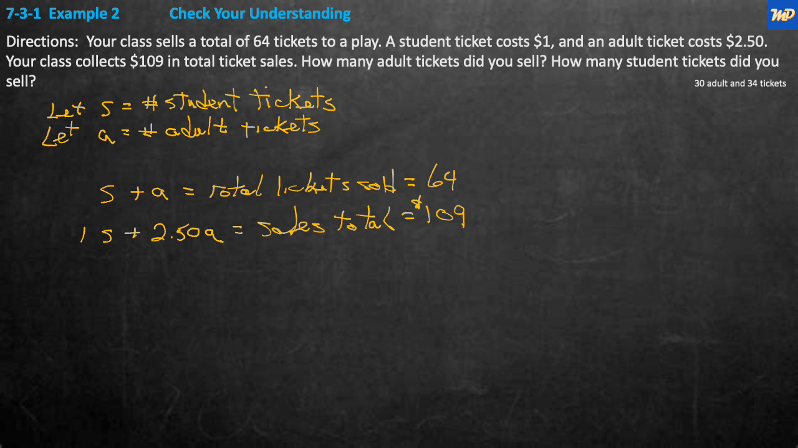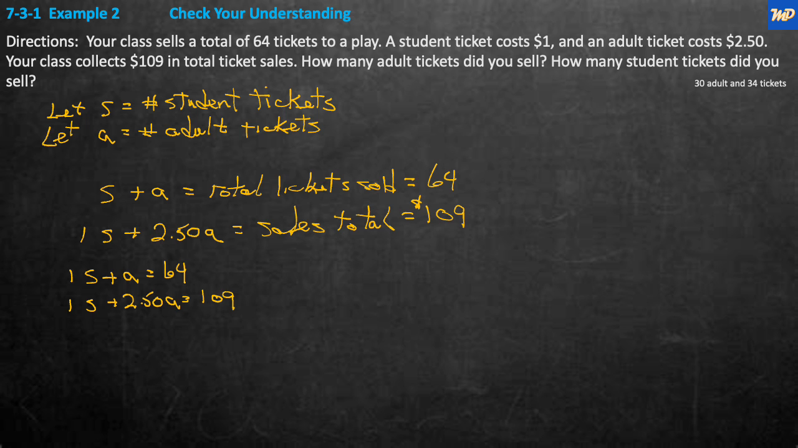So now we have our equations. The equations are S plus A is equal to 64, and 1S, I'm putting that there just to remind you that it's $1, plus 2.50A is equal to 109. So now we want to eliminate. So what's the best thing to eliminate? Well, isn't this 1S also true, correct? So let's eliminate the S.